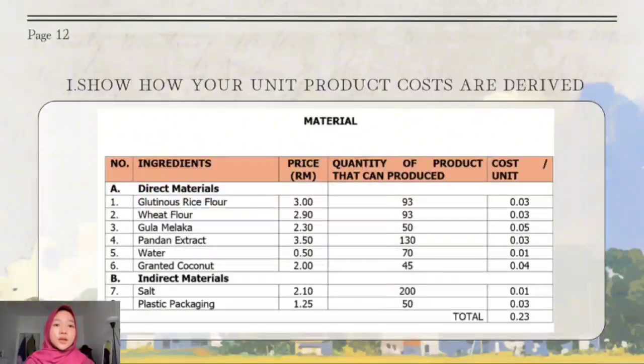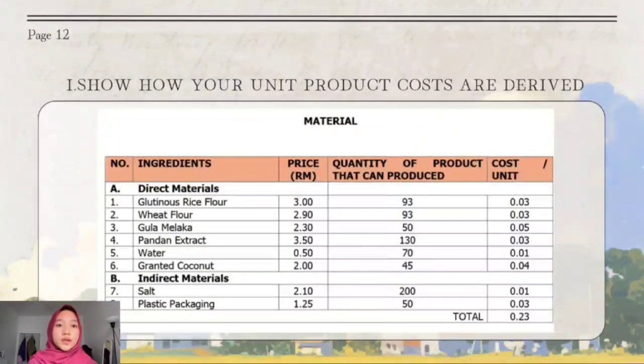First, glutinous rice flour. It costs 2 ringgit divided by 93 units, so it's 3 cent. Wheat flour, 2 ringgit and 90 cent divided by 93 units, cost 3 cent per unit. Next, gula melaka, 2 ringgit and 30 cent divided by 50 units, 5 cent each. Pandan extract, 3 ringgit and 50 cent divided by 130 units, cost 3 cent per unit.